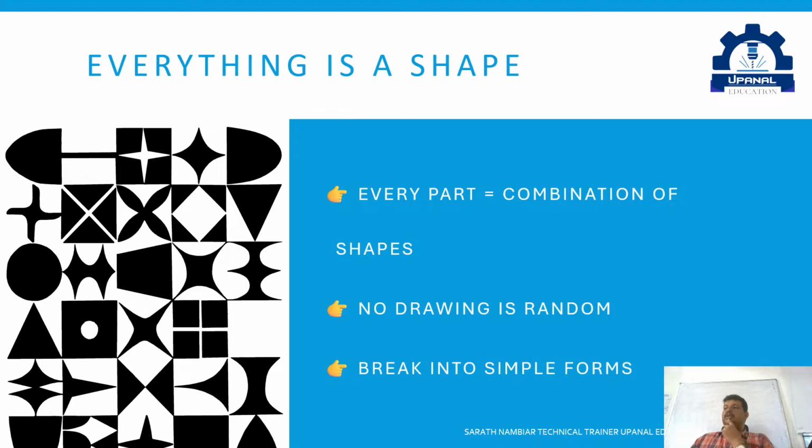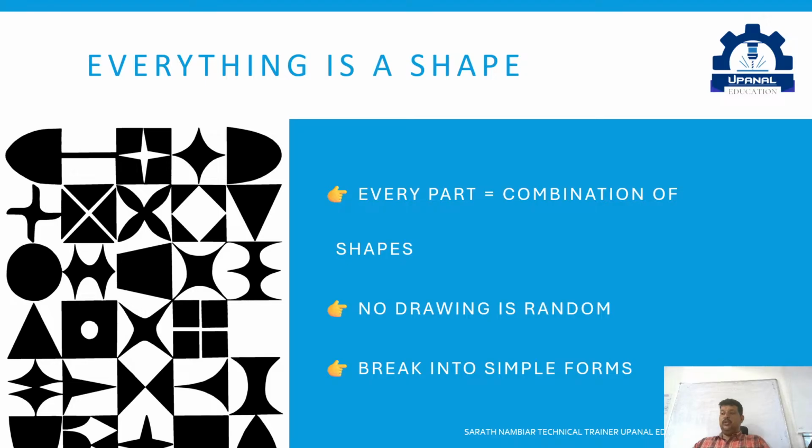Now we move into a very powerful idea. Every CNC part, no matter how complex it looks, is actually made of simple shapes. There is no such thing as a complicated part. It's just a combination of simple things joined together. For example, cylinder, block, step, hole, etc. That's it. But when everything comes together in one drawing, it looks a bit complicated.